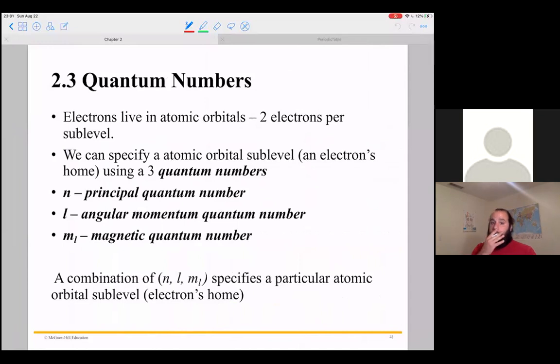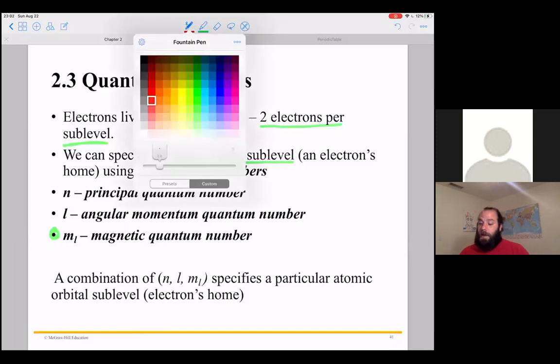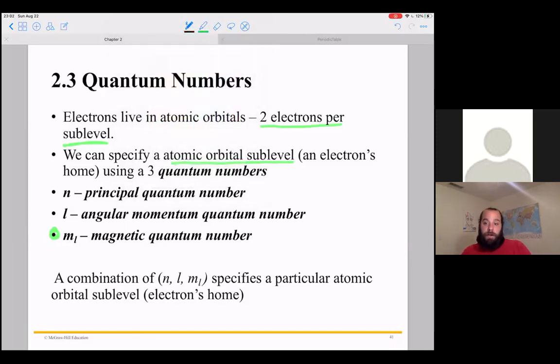So as we saw when we were doing our diagrams, we had 2 electrons that would live in a particular sublevel, okay? So we can uniquely identify an atomic orbital sublevel using 3 quantum numbers. N is the principal quantum number. L is what's called the angular momentum quantum number, and M sub L is what's called the magnetic quantum number. This one is going to be brand new to us. The other 2 we've actually already been using, and we haven't really been talking about it, right?